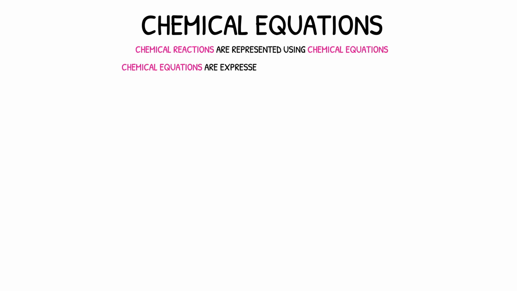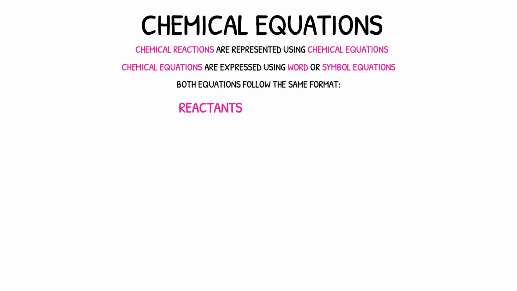role and importance of chemical equations in chemistry. In chemistry, chemical reactions are represented using chemical equations. These chemical equations can be expressed in either word or symbol form. In either form, a chemical equation will always follow the same simple format.